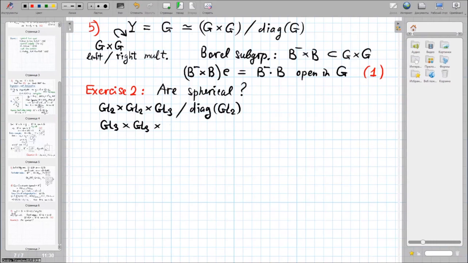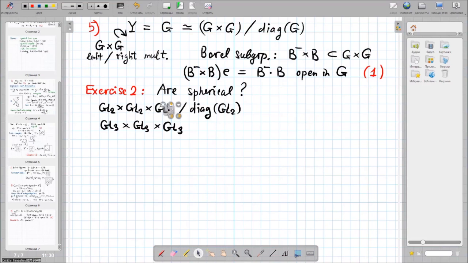Excuse me, by the way, in the previous line, I put GL3 at one place, and here it should be GL2. So GL2 3 times modulo diagonal GL2, GL3 3 times modulo diagonal GL3, and also GL2 4 times.